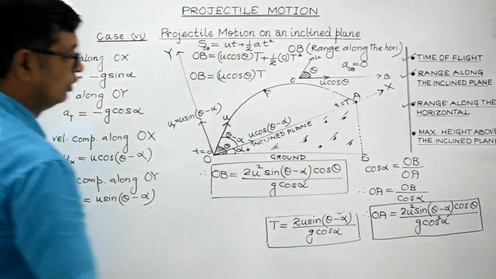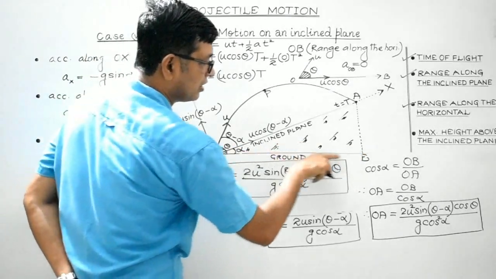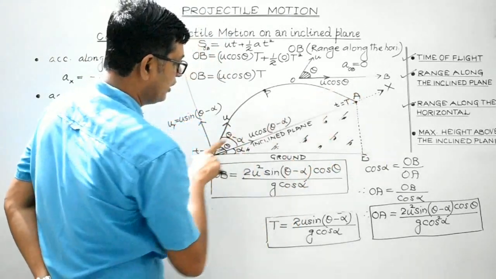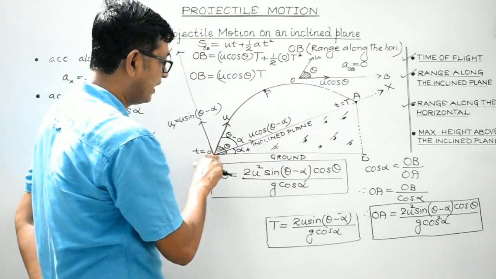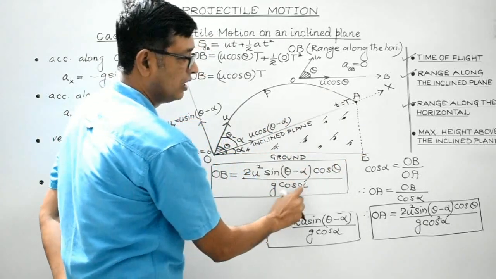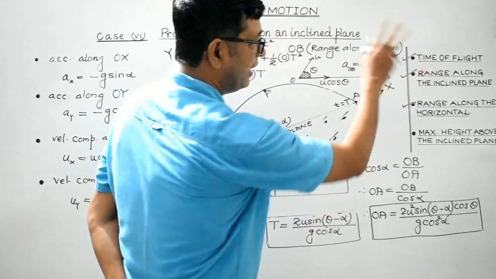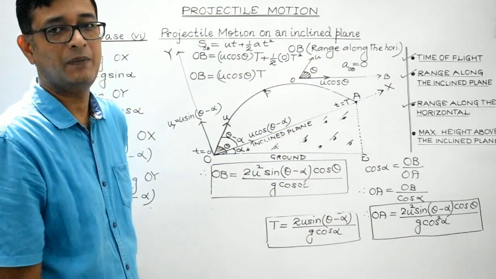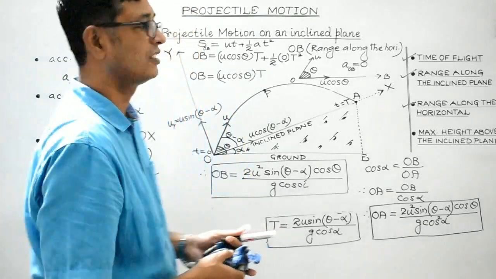Okay. So OB, remember student, OB is the range of the projectile along the ground. OA is the range of the projectile along the inclined plane. So in order to find out the range along the inclined plane, first find out the range along the ground. In that way, with a single step, you can easily find out the expression for the range along the inclined plane, right? Now what we'll do is, we'll discuss some special cases.